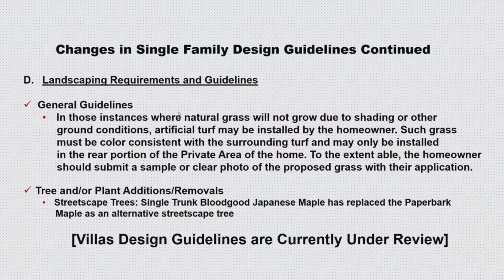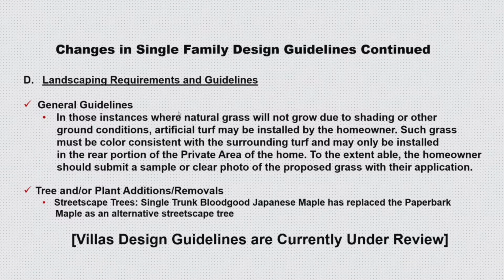And finally, tree and plant additions and removals, streetscape trees. The single trunk Bloodgood Japanese maple has replaced the paper bark maple as an alternative. We never did any planting of the paper bark maples anyway. It was just the trident maple. So the trident maple or the single trunk Bloodgood Japanese maple are now available. We also have design guidelines for the villas, and they're under review. They'll come out later this year.